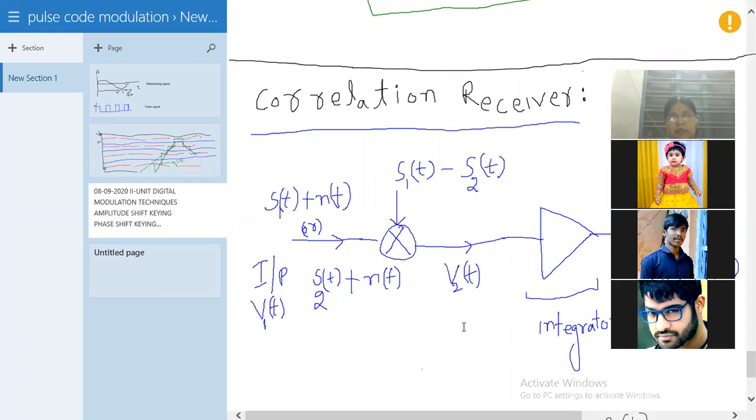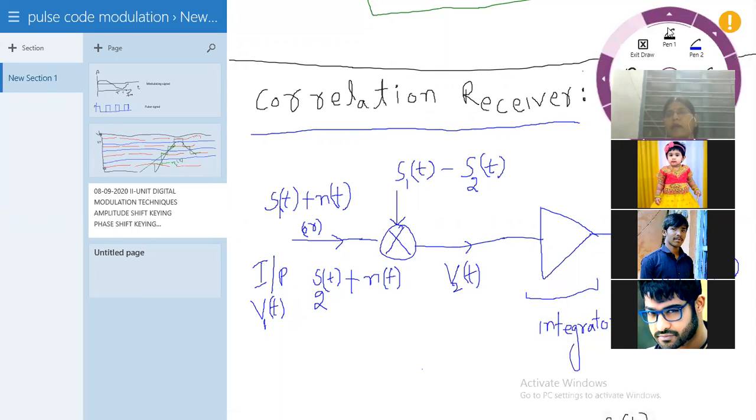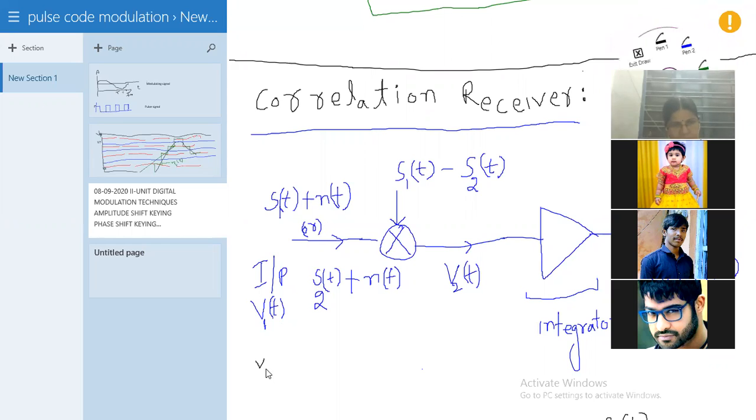So this is the correlation receiver block diagram. This is the input signal, V1 of t. It is either S1 of t or S2 of t. S1 of t is received by the receiving antenna, but during transmission noise is added to the received signal. So it is either S1 of t plus N of t, or S2 of t plus N of t. This is V1 of t.